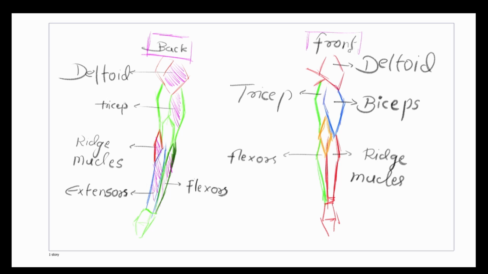So for the front side, everything will be the same. The upper part is the deltoid, and after that there are the biceps and triceps, and after that the flexors and ridge muscles. So these are the names. I hope you understand that.